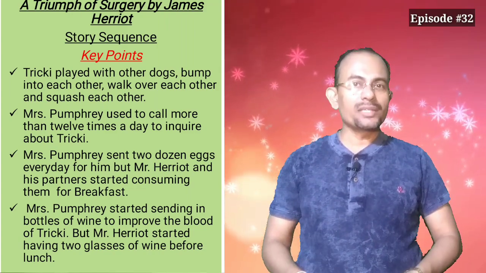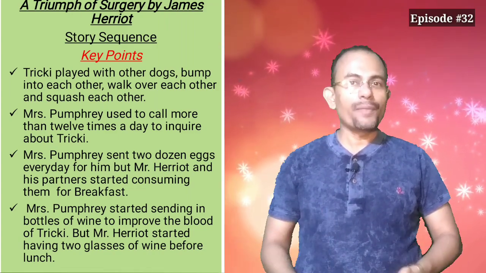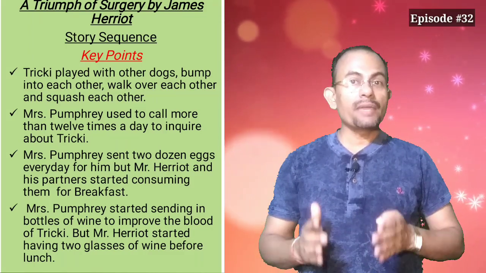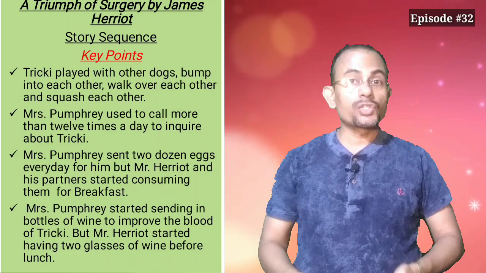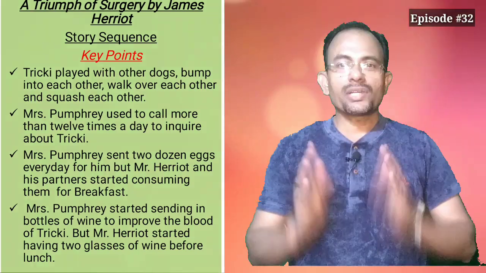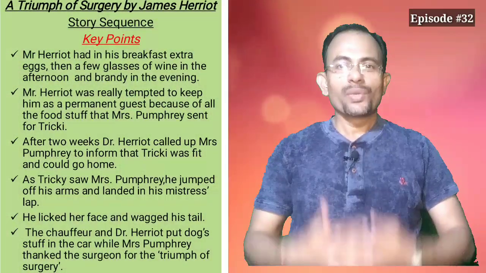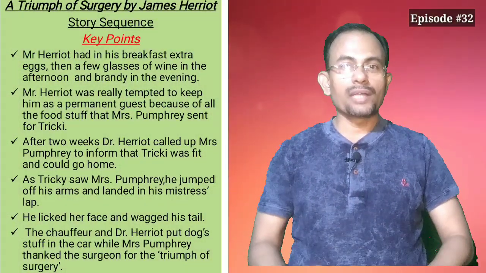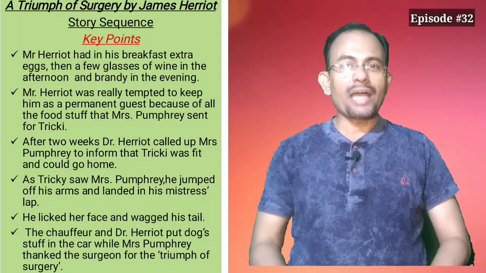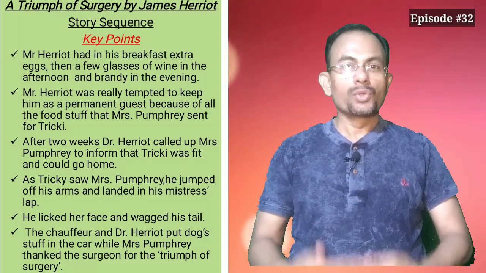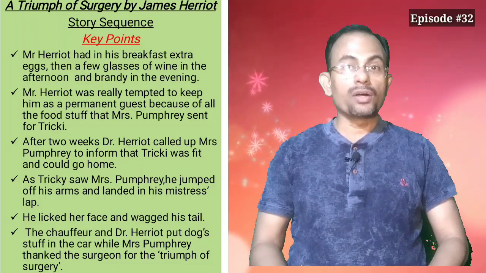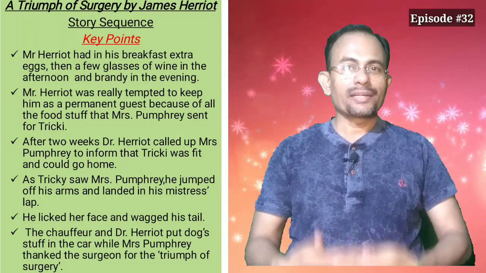To improve the quality of blood, Mrs. Pumphrey started sending in bottles of wine. Then it became Mr. Herriot's habit to have 2 glasses of wine before lunch. Mr. Herriot would start his day with extra eggs, then a few glasses of wine in the afternoon and brandy in the evening. Mr. Herriot was really tempted to keep him as a permanent guest at the surgery because of all the foodstuff that Mrs. Pumphrey sent for Tricky.